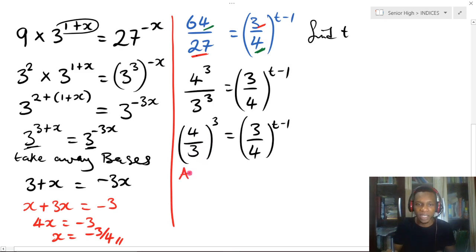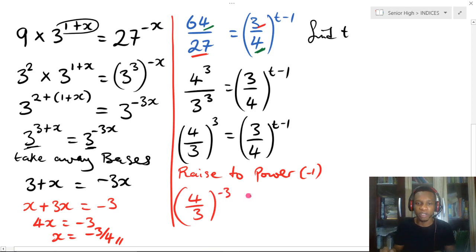Let me say I want to raise them to power minus 1, so power minus 1 for both sides. Now raising them to power minus 1 for both sides gives what? I say (4/3) to the power minus 1, and I'm not going to multiply it by minus 1 now, and then (3/4), and then here will be what?